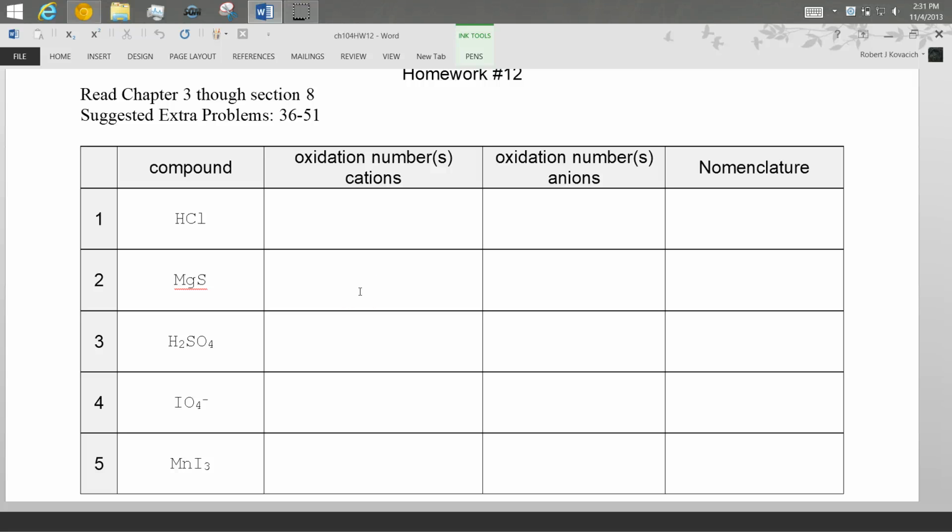All right, let's go ahead and go over this homework 12 stuff. So oxidation numbers for the cations, the anions, and then the nomenclature, so the naming for it. Which one's the cation, which one's the anion? How do you know?